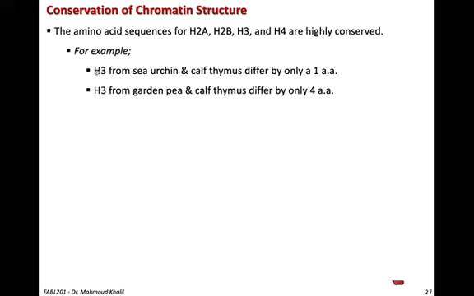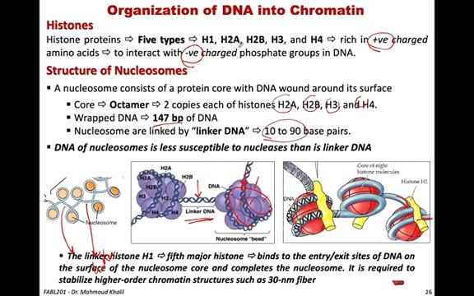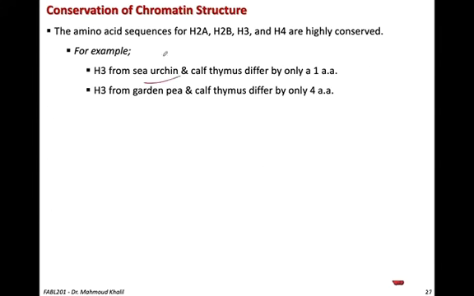For example, if you remember, we have histone 1, histone 2A, histone 2B, histone 3, histone 4. Histone 3 of the sea urchin, a kind of organism, and of the calf thymus differ only by one amino acid, while histone 3 of the garden pea differs from the calf thymus only by 4 amino acids. So that means that the histones among organisms are to some extent very similar in structure and in amino acid sequence, except for minor differences, and that's why we say it is conserved.